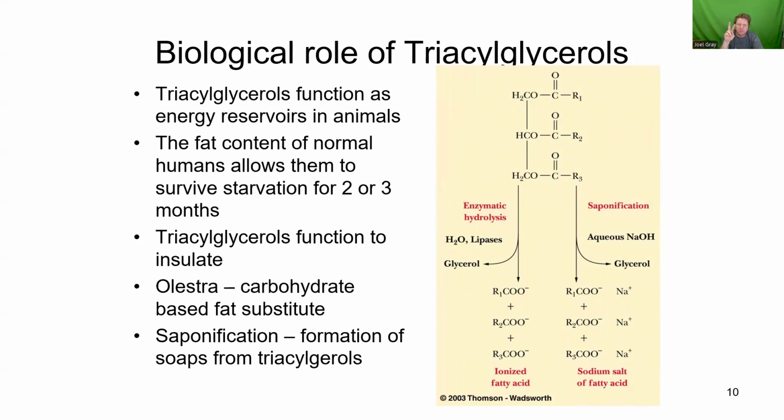Now, there are two processes that we need to be familiar with. There's the industrial process of breaking triacylglycerols or triglycerides down, and that is known as saponification. It's regularly used in the production of soap. Enzymatic hydrolysis, by contrast, is what your body does. Your pancreas, as well as I believe your liver, are responsible for breaking up triacylglycerols into individual fatty acids, and they're going to make them ionized fatty acids. So you're not making a sodium salt of a fatty acid with enzymatic hydrolysis. You don't need that sodium because you're not using sodium hydroxide to break it up.